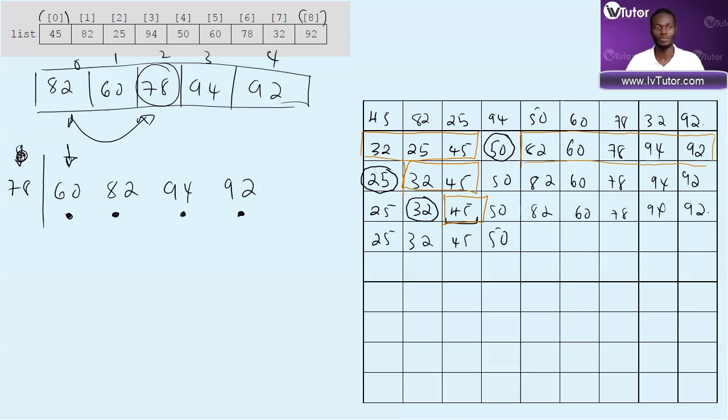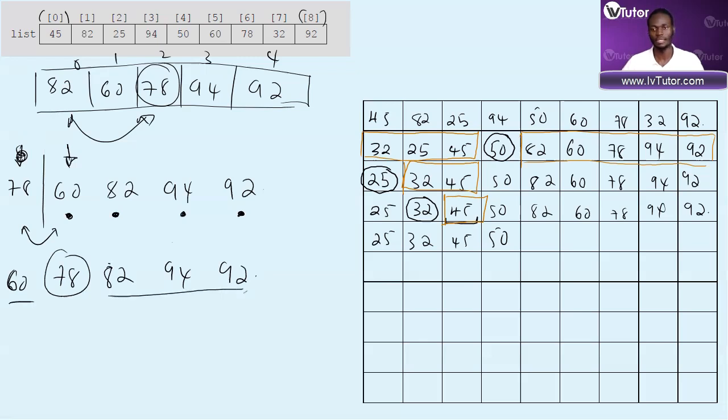Last step, swap your pivot with small index, which means your small index, your 60 goes here, your pivot goes there, and you've got 82 here, 94 there, 92 there. This was your pivot, right? And you can see you have partitioned. So in other words, we can say now we have 60 on the left, 78, which is our pivot, and on the right we have 82, 94, 92.